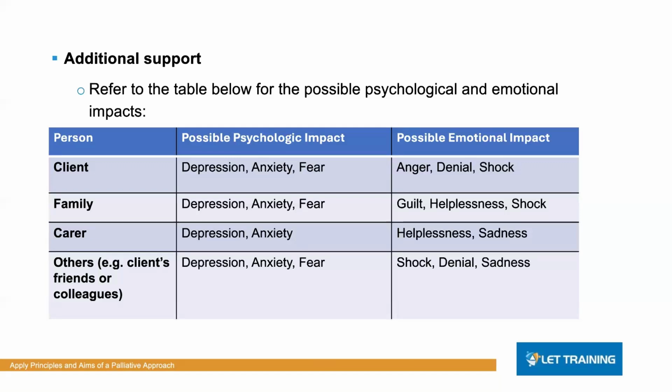Additional support. Refer to the table below for the possible psychological and emotional impacts. So for the client, psychological impact could be depression, anxiety, or fear. Emotional impact: anger, denial, or shock. For the family, psychological impact could be depression, anxiety, and fear. Emotional impact could be guilt, helplessness, and shock.